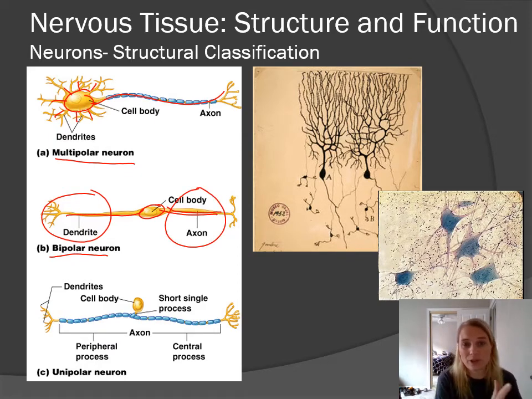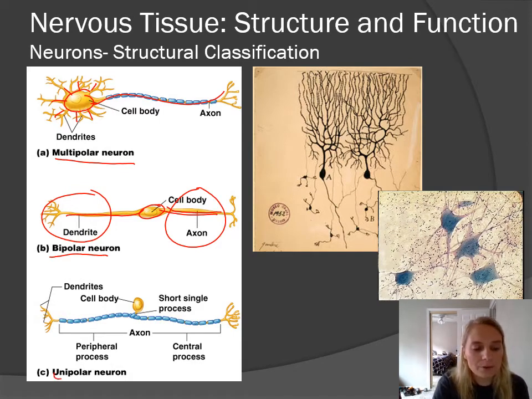One half acts as the receiving part, and the other half acts as the sending out part. Where on a multipolar neuron, the receiving part's all squished around the cell body, in a bipolar neuron, it's more evenly distributed. Where multipolar neurons are very common, bipolar neurons are not very common. They're pretty rare. They're only found in special senses like your vision and your olfaction.